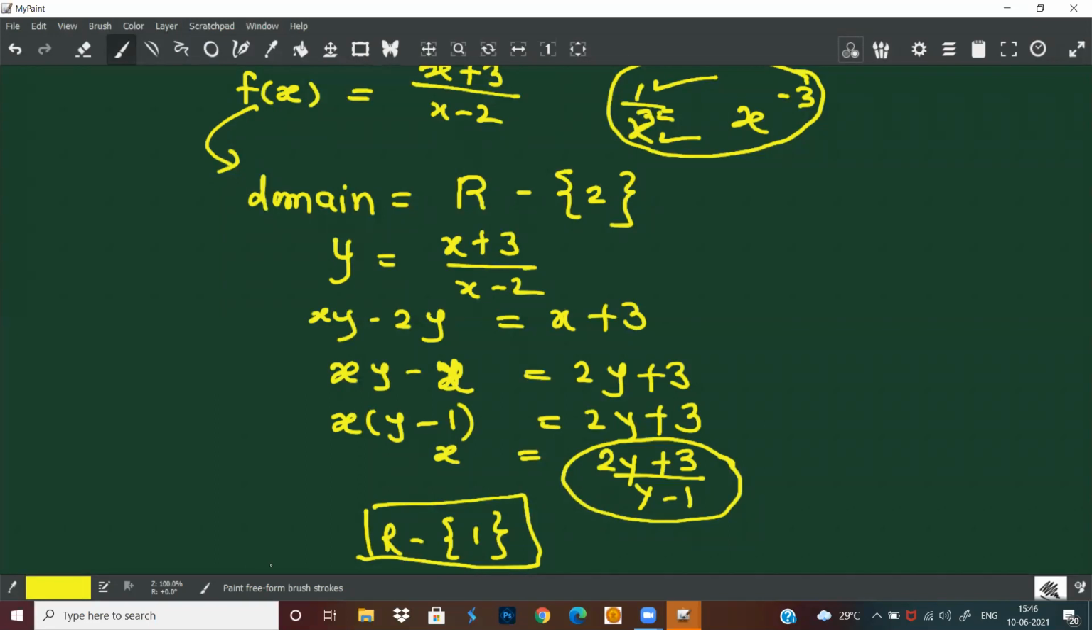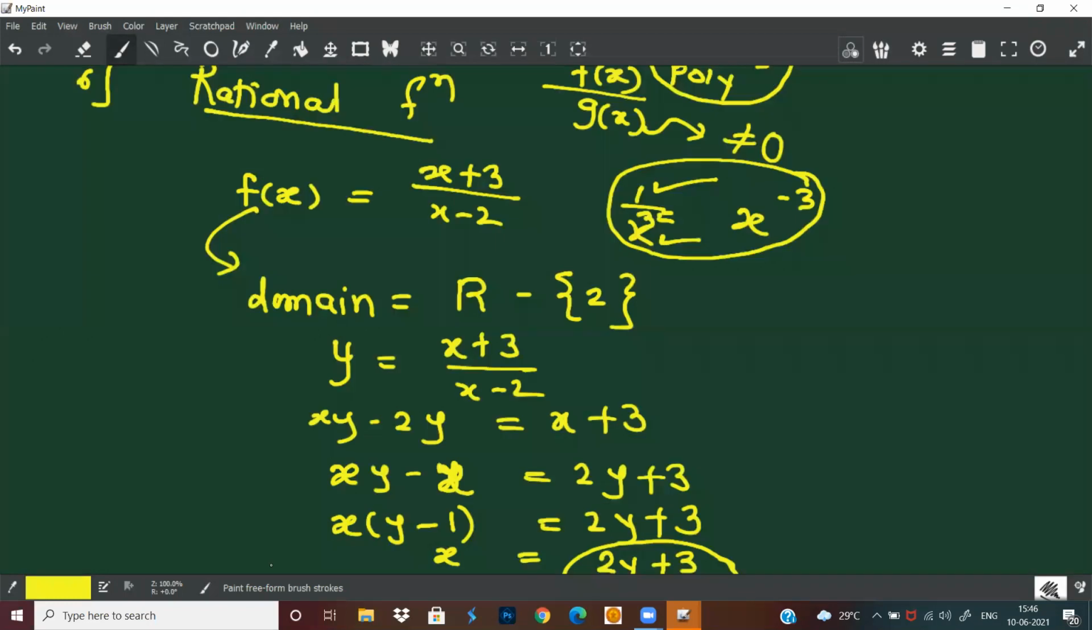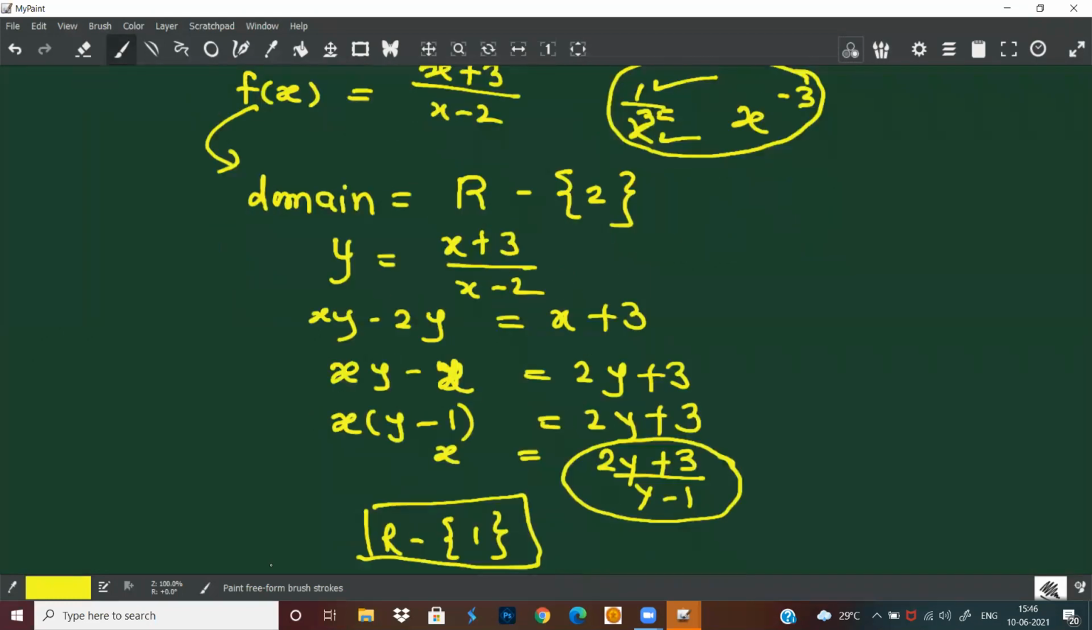No, it's not the same. y's domain was x's range. Means limitations on y, yeah, in range. That's correct. But x values will not give you range, values of y. Correct? Okay. So are you clear about this?